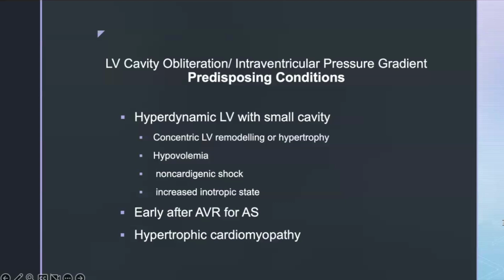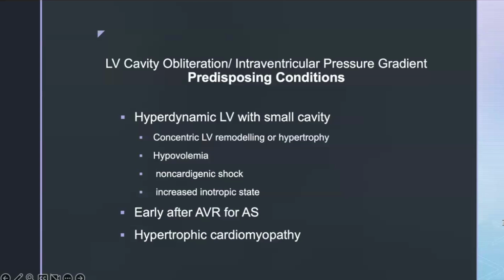This can be exacerbated by patients who are hypovolemic, patients who are in non-cardiogenic shock, so hypovolemic shock, and if patients are on an increased inotropic state. So if you're in the ICU and you see an intracavitary gradient and your patient fits these, you can think, okay, I'm a little less worried than if the patient has, for example, a history of HCM.